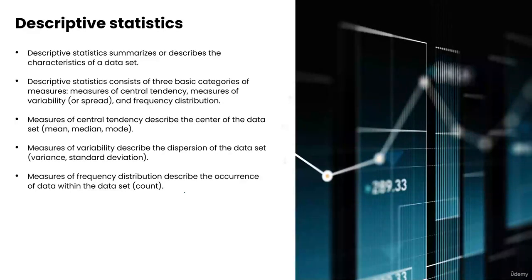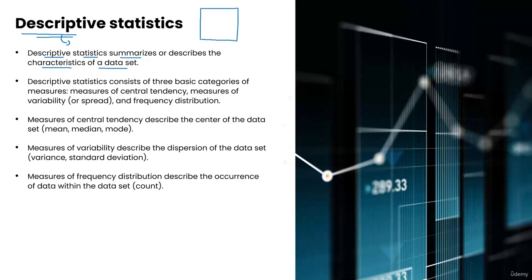In this video, we shall be focusing on descriptive statistics. In the previous video, we learned that statistics is majorly of two types, which is descriptive and inferential. But what exactly is descriptive statistics? Descriptive statistics, as the name says, means describing. That means descriptive statistics summarizes or describes the characteristics of a data.